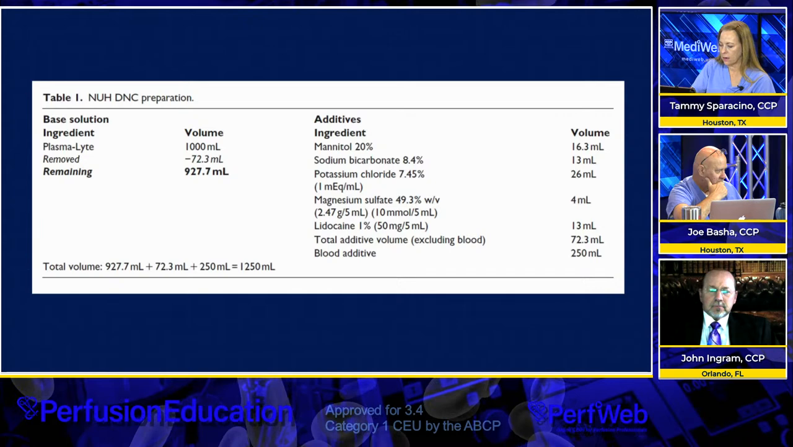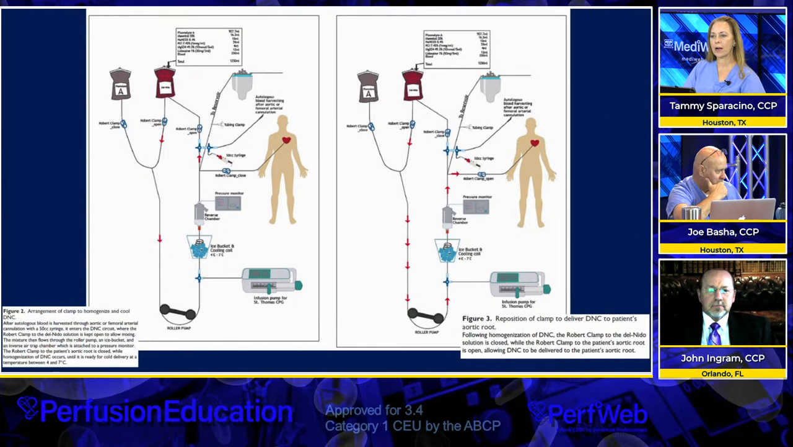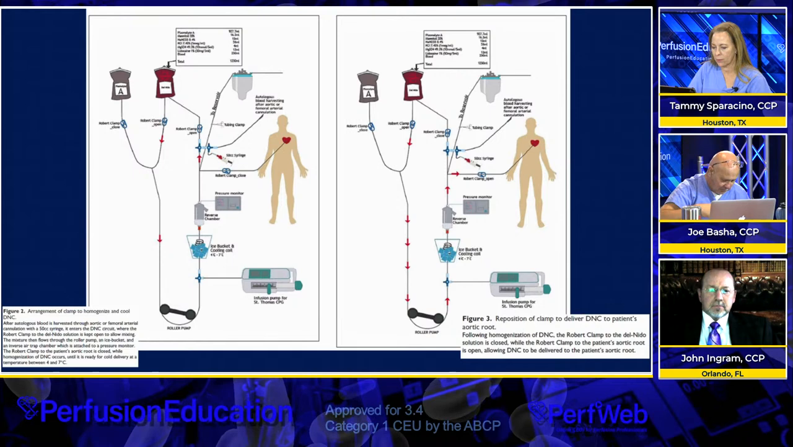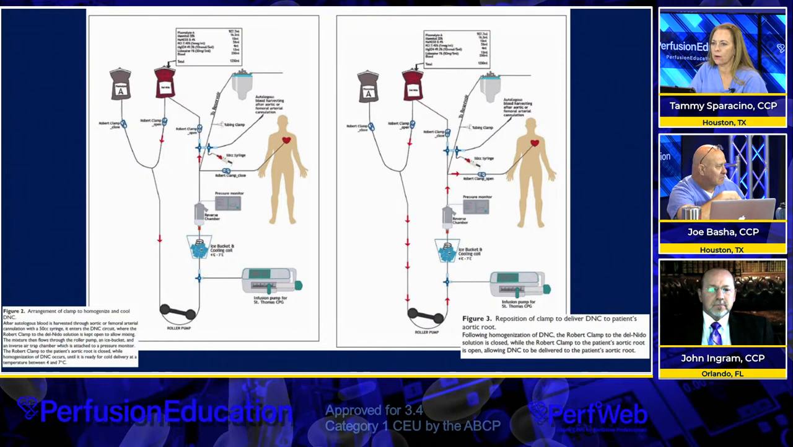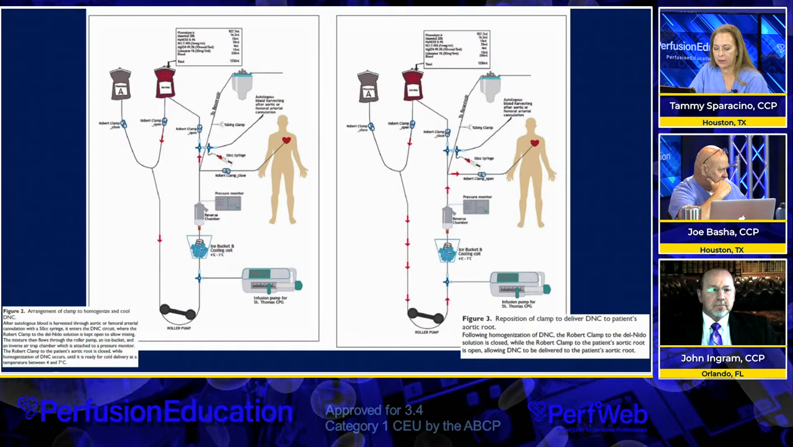Okay. Now we get a little more complicated, and I had to include these together because you really need to see one compared to the other. And the print's kind of small, so I'll read to you what you need to know here. But figure two, the one on the left-hand side of the screen, is the arrangement of the clamps to homogenize and cool the del-Nido.